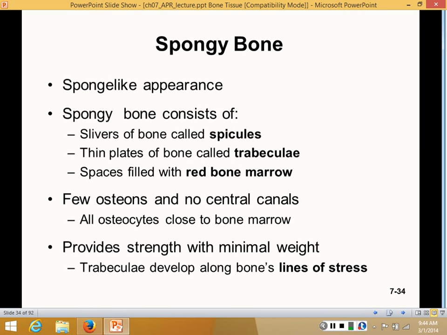If you go back to the bone where the distal end of the epiphysis, they're showing you what? The red bone marrow. Now, although that spongy bone looks like a sponge, we tend to think it's lightweight, but it lightens the weight of the bone, but it's hard because it's calcified as well. Okay? Provide strength with minimal weight. It lightens the weight of the bone. Develop along the bone's what? Lines of what? Stress. Okay? Lines of stress. That's where the bone is strongest. Okay?